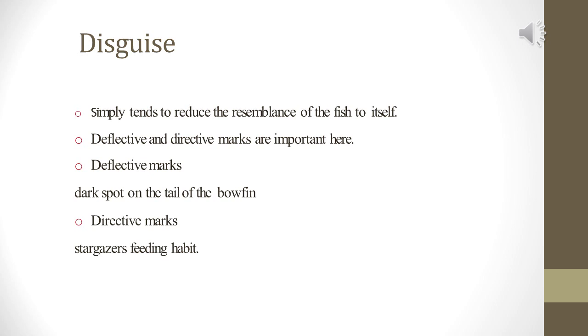Deflective and directive marks are important. What are the deflective marks? Deflective marks are those which deflect the attack of an enemy from a more or less vital part of the body to some other part. For example, the dark spot on the tail of the bowfin. That part attracts the predator to itself, and the tail is not a vital part to the survival of the bowfin. So if a predator attacks the bowfin's tail, there are many chances for this fish to survive.